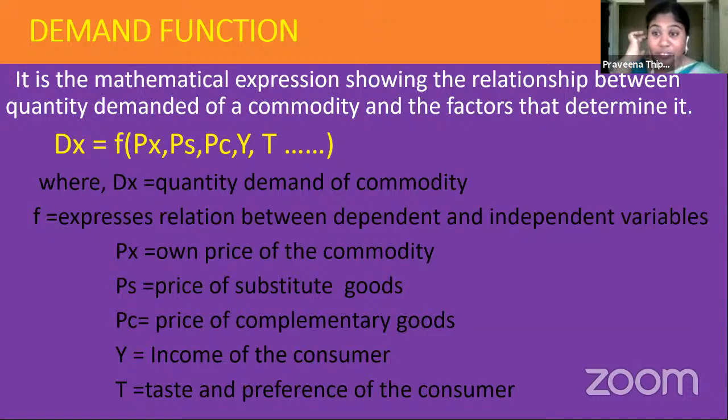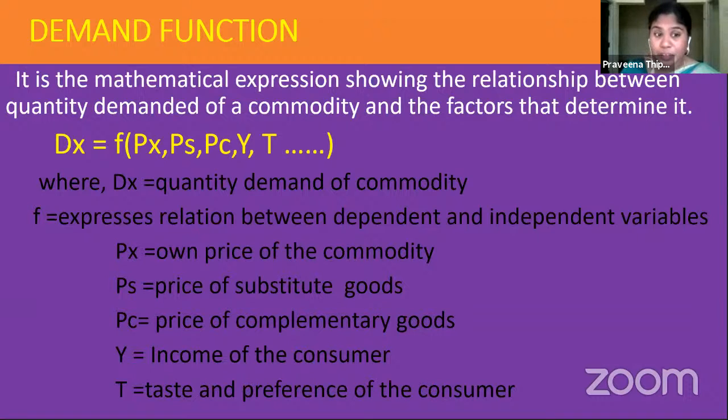So till now we have learned what are the factors which will determine the demand, isn't it, children? So we have an equation for this demand function. Dx is equal to f of Px, Ps, Pc, Y and T. Okay, so what is Dx? So Dx means quantity demanded of a commodity x, it can be any commodity.